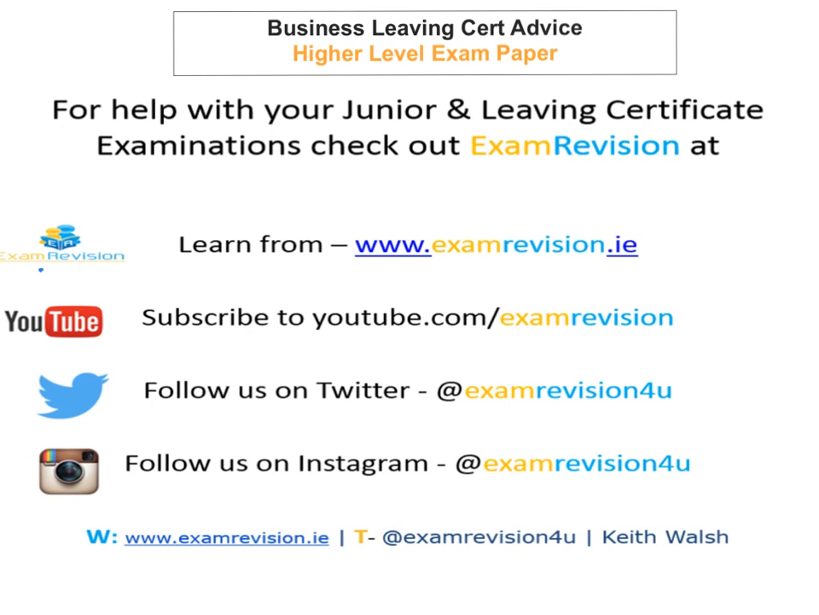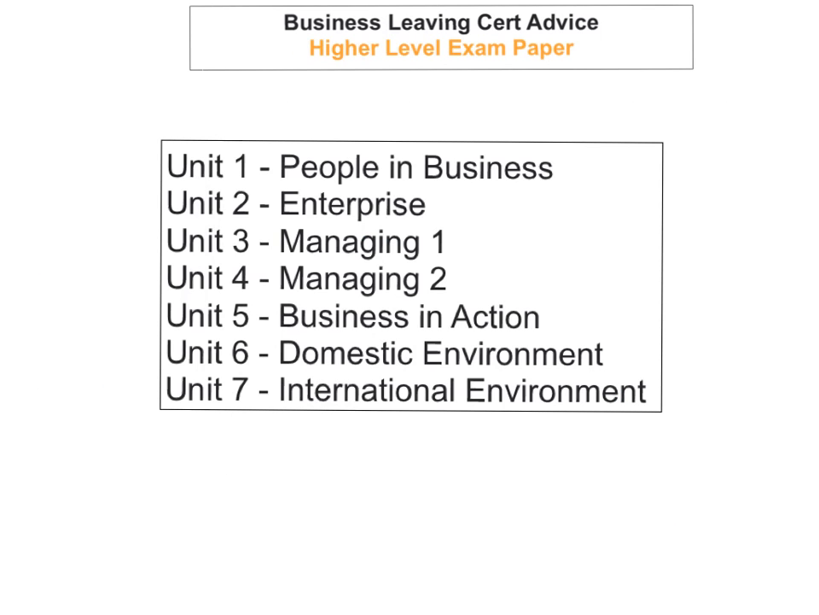In today's tutorial we're going to look at some advice for the business leaving cert exam paper and for the higher level paper. So the first thing we're going to look at is how the higher level paper is broken down into 7 different units. Unit 1 is broken down into people and business. So this is looking at stakeholders and their relationships and how conflicts can occur, and then how they can be resolved. So that's what you need to look at for unit 1.